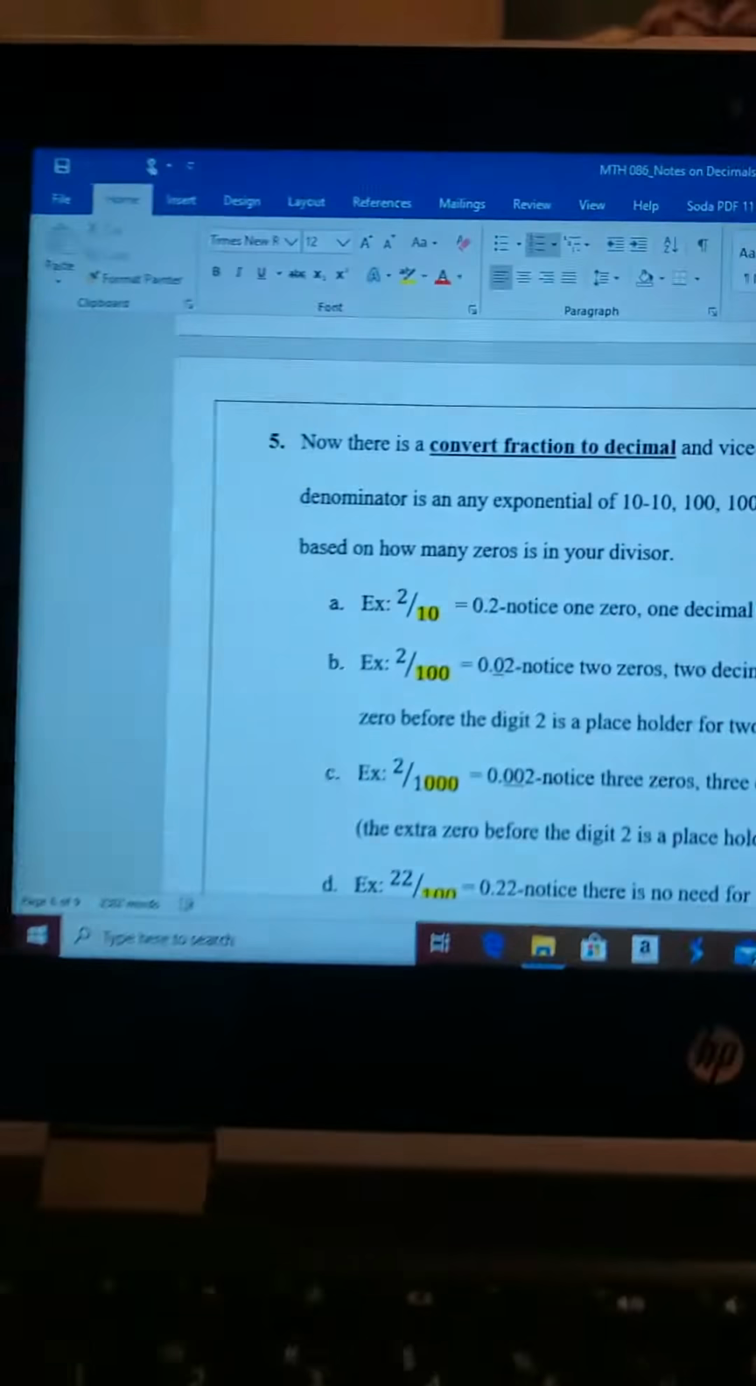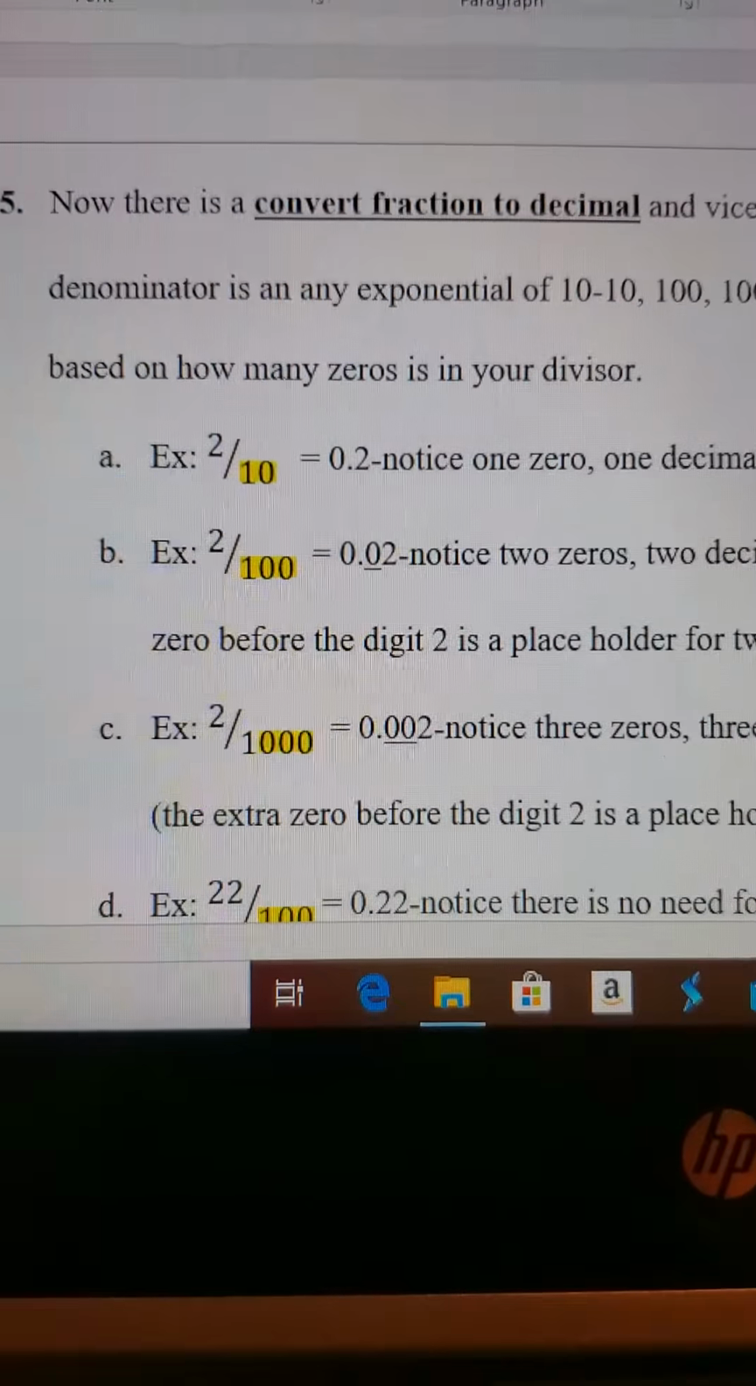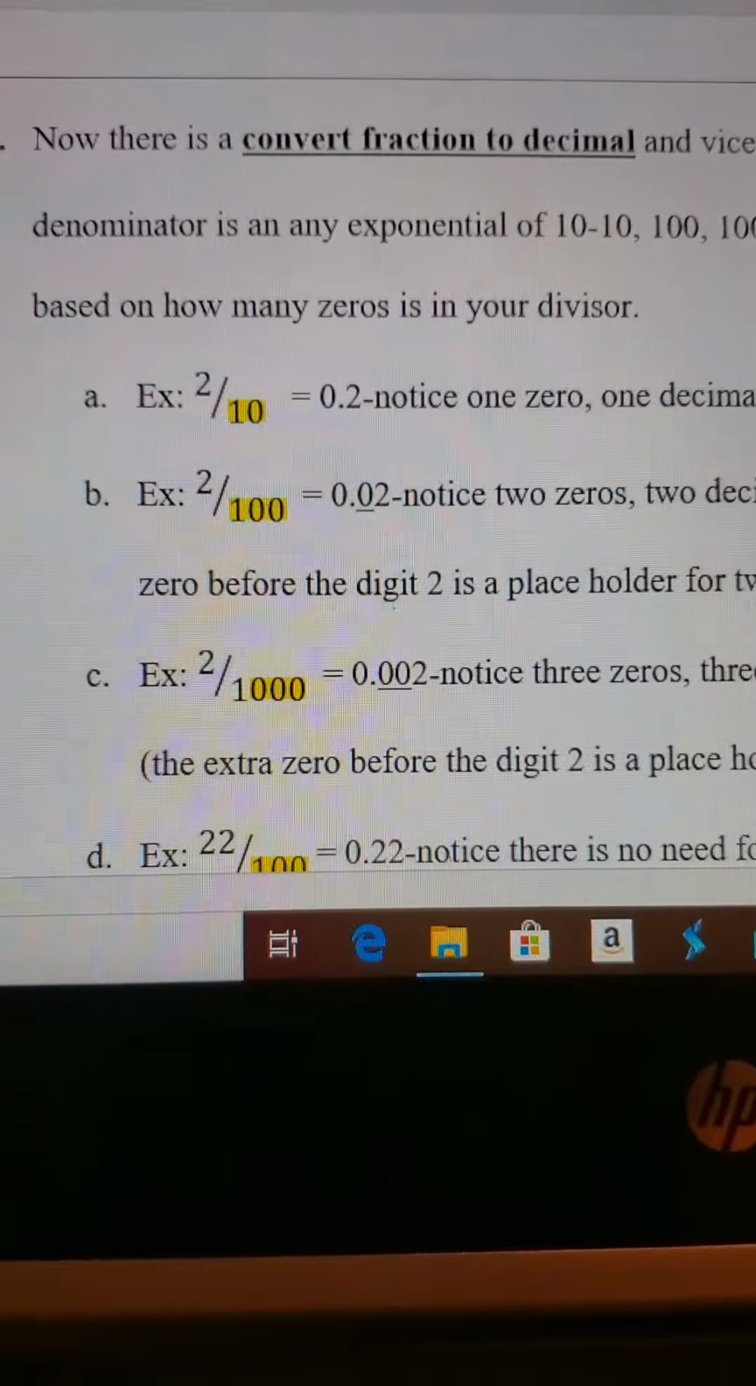Okay, guys, we're back at it again. We're in the spring semester 2020 during our coronavirus saga.